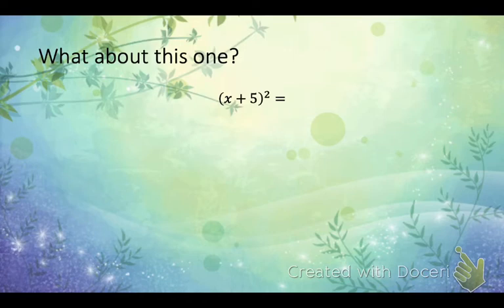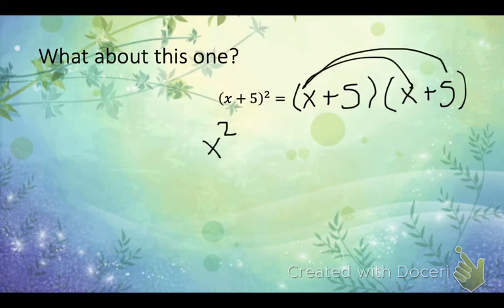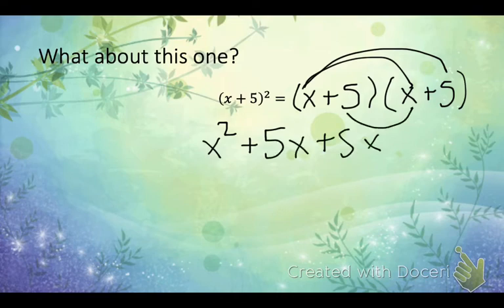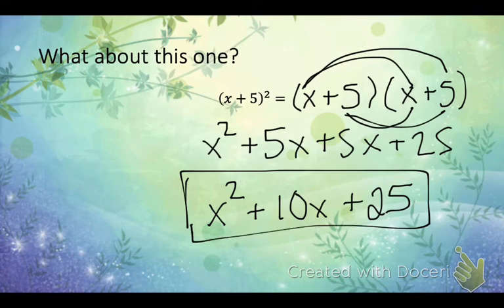And x plus 5 squared means x plus 5 times x plus 5, which means we need to FOIL. So x times x is x squared. X times 5 is 5x. X times 5 is 5x, and 5 times 5 is 25. So this expression actually simplifies to x squared plus 10x plus 25. Okay? Stop using the power rule when there's a plus in here. You will get it wrong every single time.